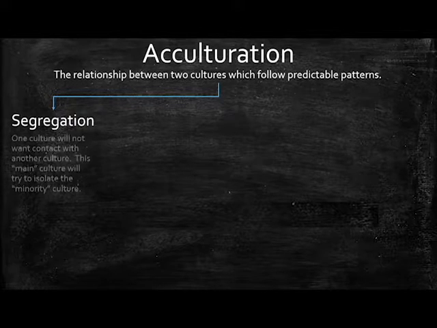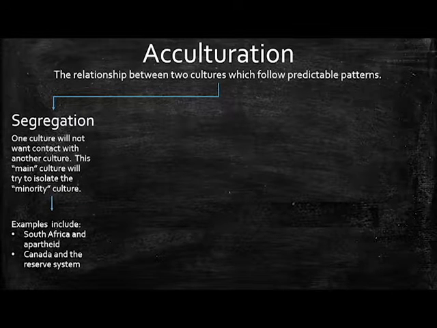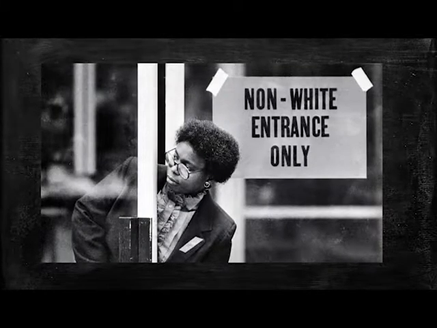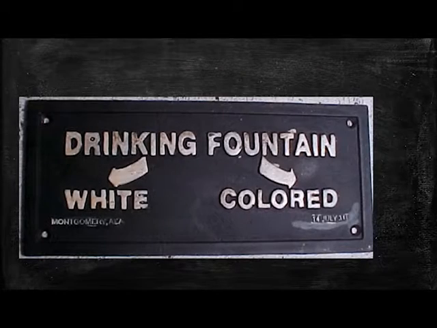The first model of acculturation that we'll look at is segregation. This is where one culture will not want contact with another culture. This main culture will try to isolate the minority culture. We have a number of examples of this throughout history. In South Africa, we have apartheid. In Canada, we had the reserve system with the pass and permit, and of course, the segregation in America.